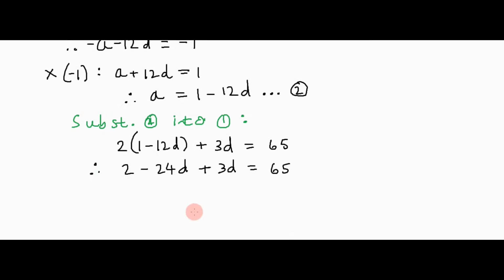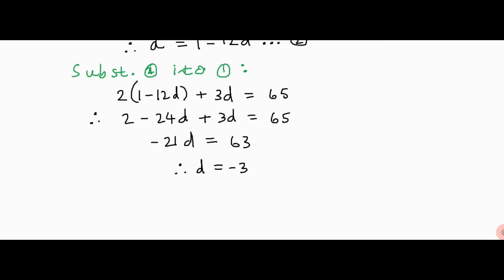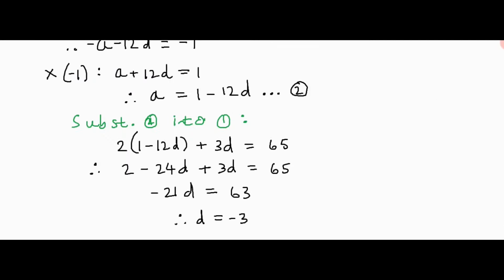adding like terms, minus 24d plus 3d is minus 21d, and 65 minus 2 is 63. And in solving for d, it will be 63 divided by negative 21, which is negative 3. Now that we have d, we can find a by plugging d equal to negative 3 into equation 2.